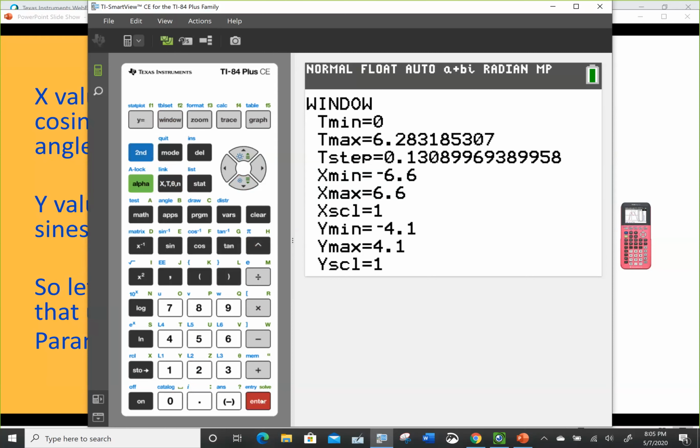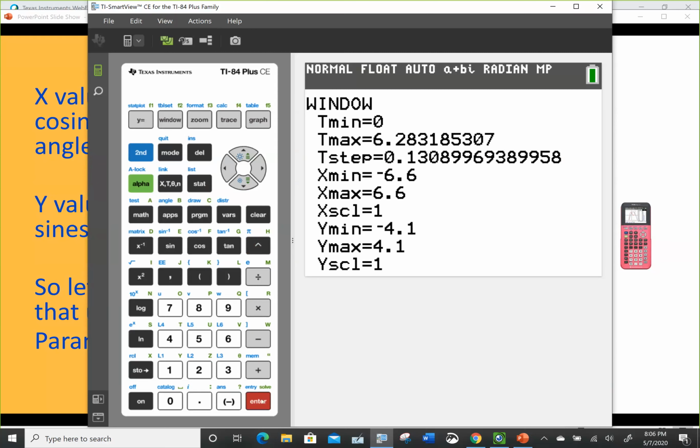And that t-step, if I'm not badly mistaken, is pi divided by 24. You want a t-step, well, basically, let's go back to parametrics a little bit. The way the calculator graphs parametric equations is, it's going to plug in every value from 0 to 2 pi and plot those values, and because I've told it to, connect the dots, okay? You want a t-step that's small enough to be able to plot enough points so that you see your figure.